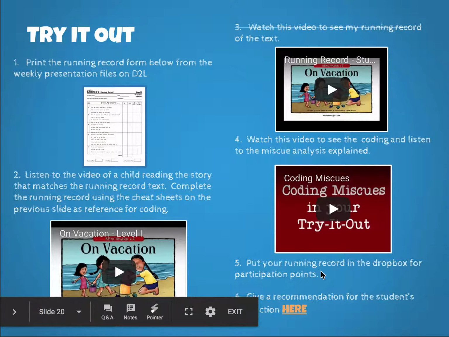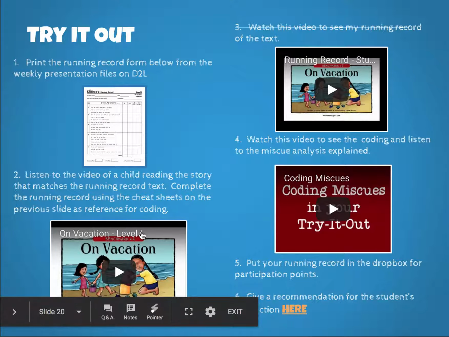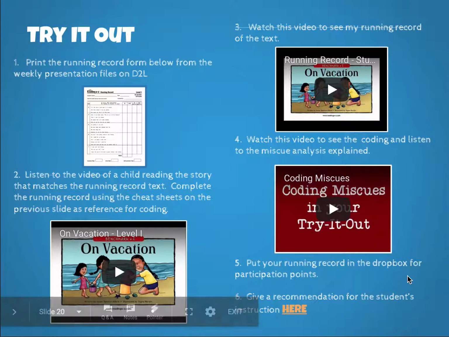What I want you to do then is Dropbox your running record results, and then click here. It's going to take you to a Padlet board, and I want you to think specifically, if you were this child's teacher, what would you recommend for next week's instruction? What level of book? Right now we're in level I. What level of book would you put the child in next week? What specific skills would you work on? Comprehension skills, fluency skills, word ID skills, phonics skills. What popped out as mistakes that the student was making? And just your recommendation.